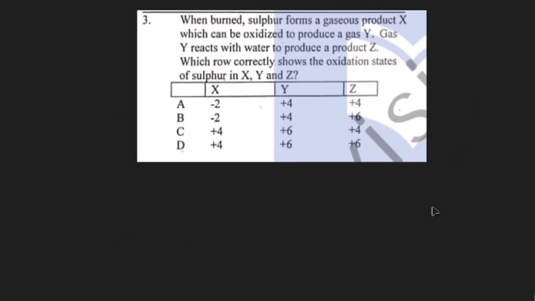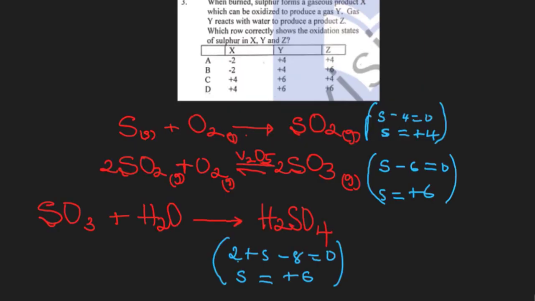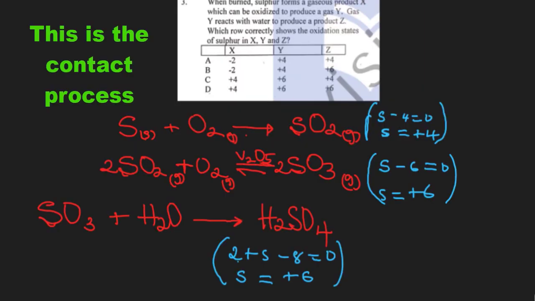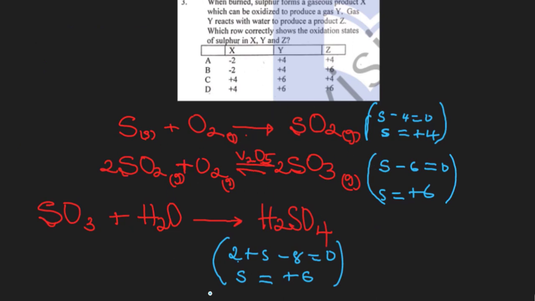Question number 3. When burnt, sulfur forms a gaseous product X which can be oxidized to produce a gas Y. Gas Y reacts with water to produce a product Z. Which row correctly shows the oxidation states of sulfur in X, Y, and Z? From what is displayed, these are the relevant equations for the contact process. So we have sulfur obtained from sulfur dioxide, from sulfur trioxide, and from sulfuric acid. So our best option is D.